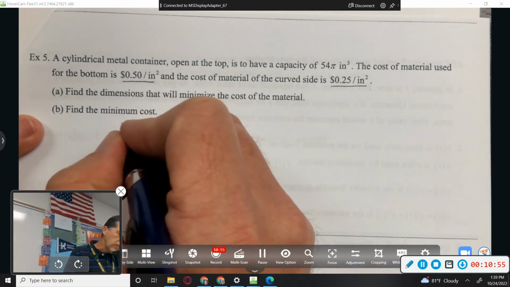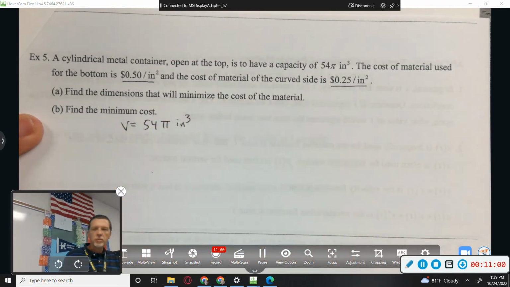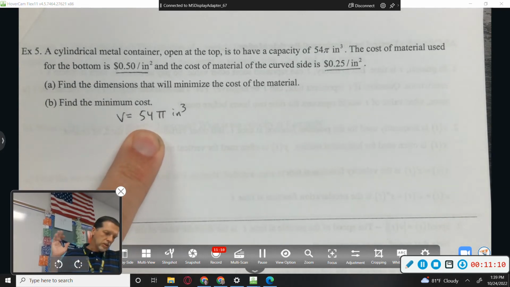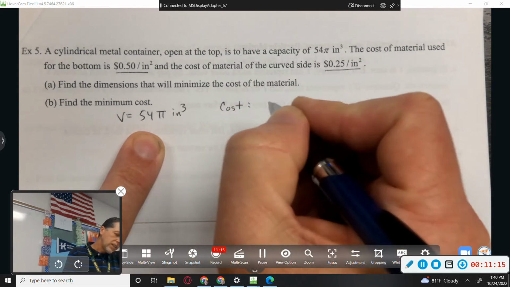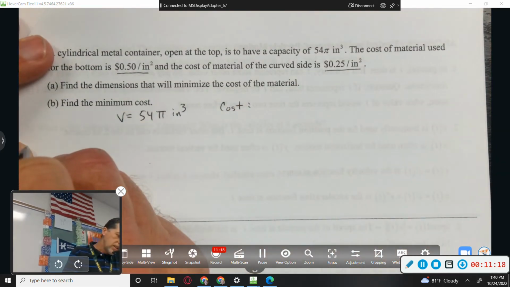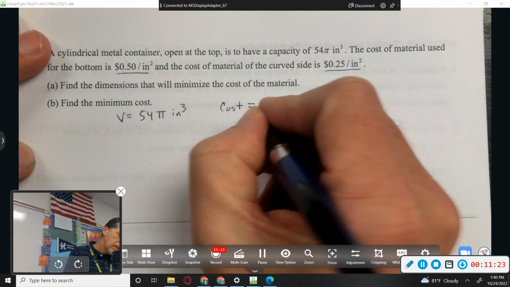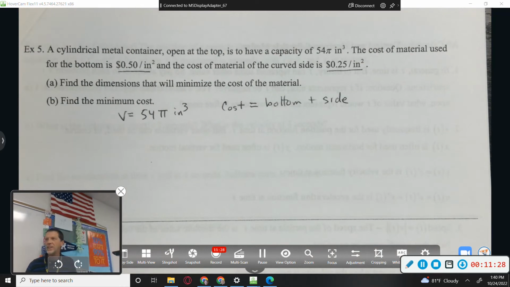Okay, so I want volume to be, or volume has to be 54 pi inches cubed. Like if this thing won't hold that much, I mean the whole point of this problem is design a cylinder that'll hold that much water or whatever this is. But the cost, well, there's a cost of the bottom plus the cost of the side. Sides? I guess it's just side, because it's a cylinder.